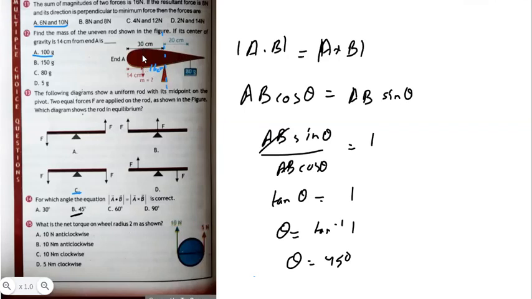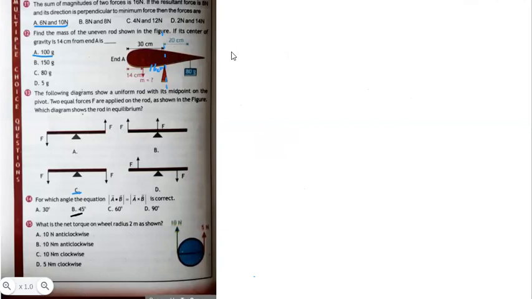So it is quite simple. You just have to calculate the distance by subtraction. And the last question, question number 15, is, what is the net torque on the wheel of radius 2 meter as shown in the figure? So in this question, the two forces given are 10 Newton and 5 Newton. So you have to tell the net torque produced in this rod.